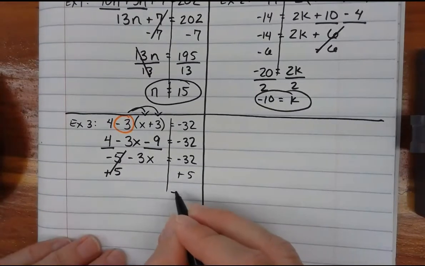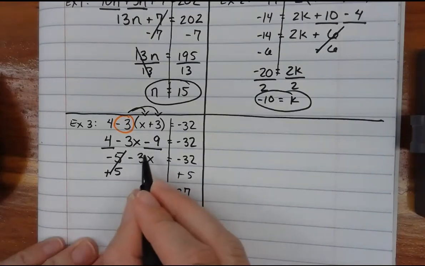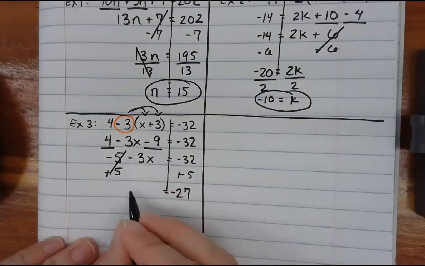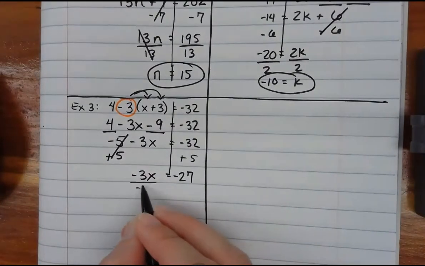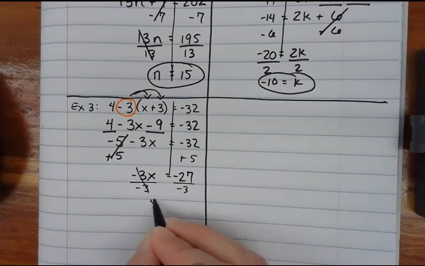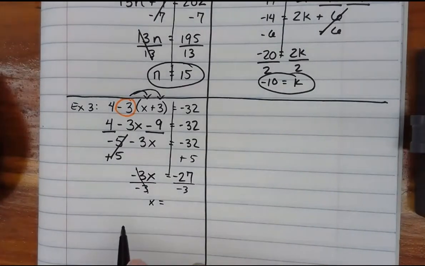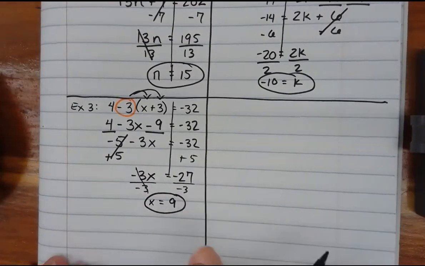Type that in your calculator. You get negative 27 is equal to, and again, be real careful here because there's a negative in front here. We have to bring down the negative 3x. And so eventually we are dividing by negative 3, and that cancels. And so we're left with x is equal to negative 27 divided by 3. Well, 27 divided by 3 is 9, and it is positive because a negative divided by a negative is a positive.